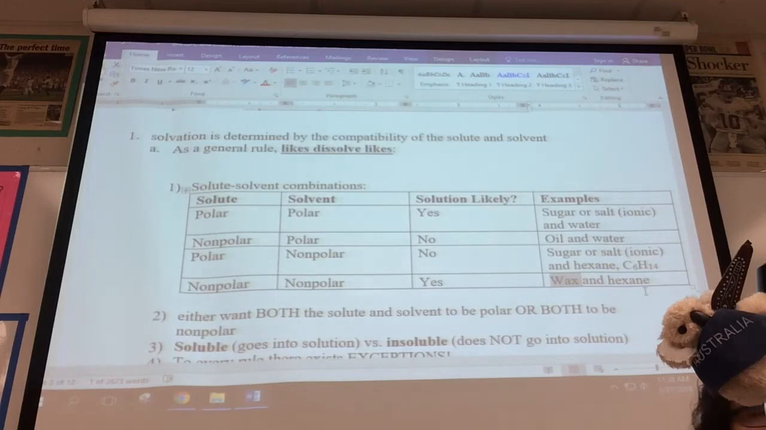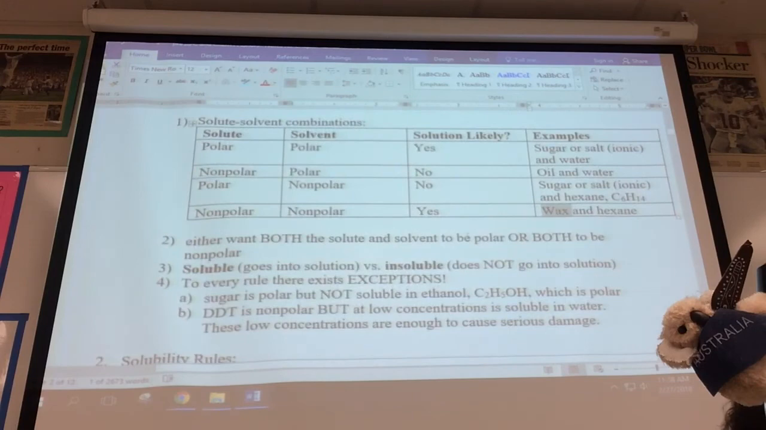And it's going to be some type of organic solvent, so one dissolves in the other. So again, you either want both the solute and solvent to be polar or both to be nonpolar in order for one substance to dissolve in another. When one substance dissolves in another, we say it is soluble. If the substance does not dissolve in the other, we say that it is insoluble.